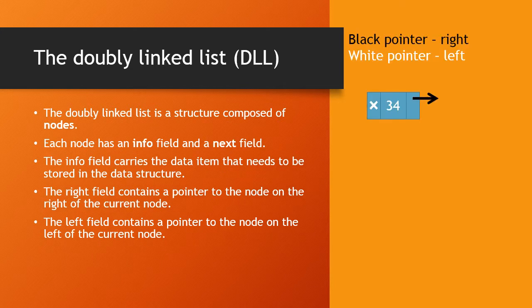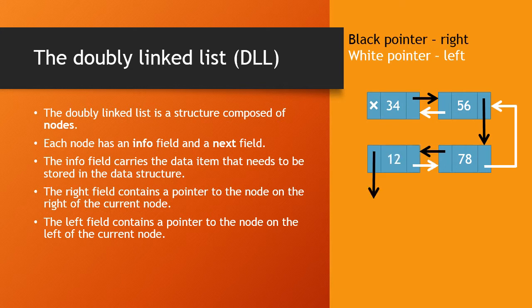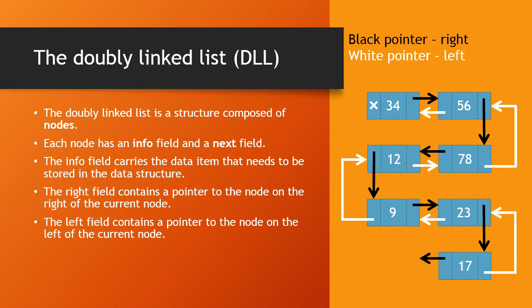So we start with the node containing 34. You can see that there is no node on the left of 34, but there is a node on the right of 34, which is 56. On the right of 56 is 78. On the right of 78 is 12. On the right of 12 is 9. On the right of 9 is 23. On the right of 23 is 17. And on the right of 17 is 90. But there is nobody on the right of 90.